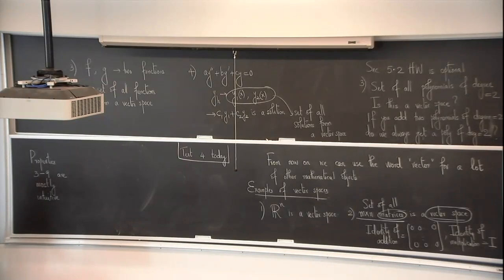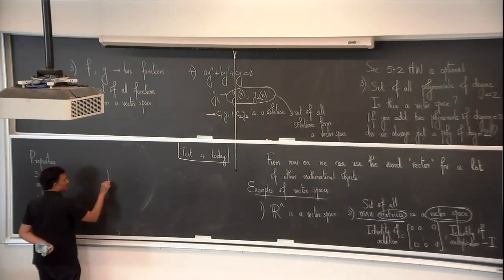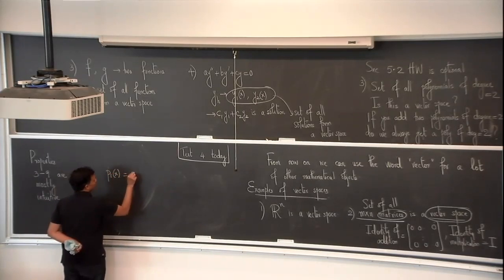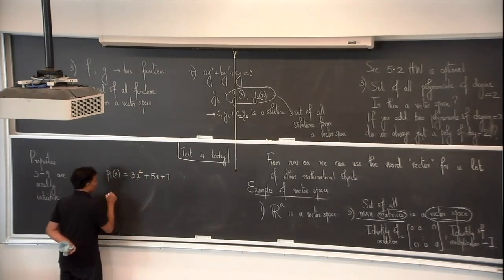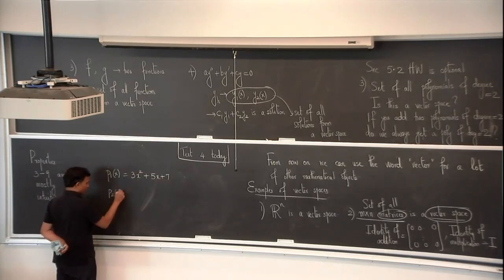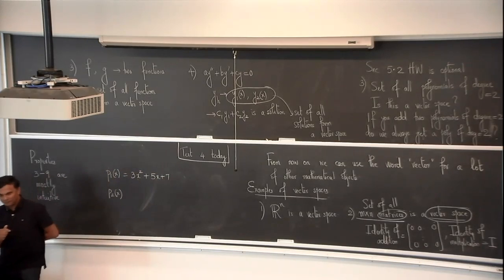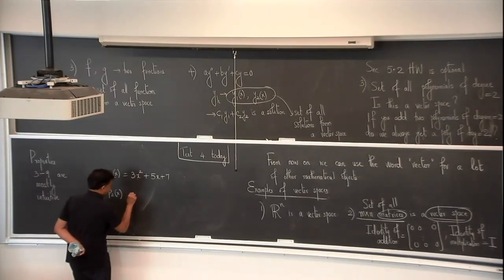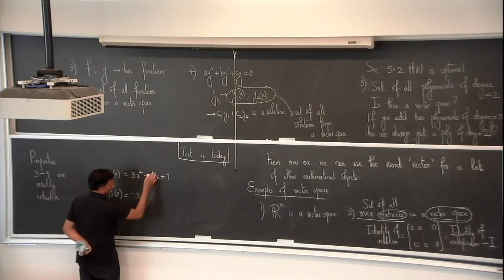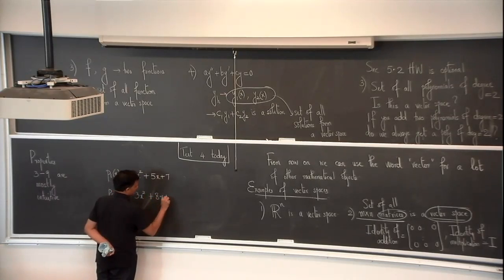What do you think? Can you give me two polynomials of degree 2 such that if you add them together, it will not be a polynomial of degree 2? I can write one of them. P1 of x equals 3x squared plus 5x plus 7. Can you write a P2 of x so that when you add these two, it does not give me a polynomial of degree 2? Negative 3x squared, I don't care what the rest are, plus 8x plus 17.